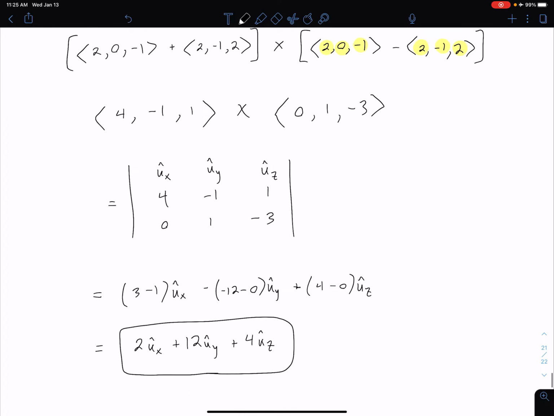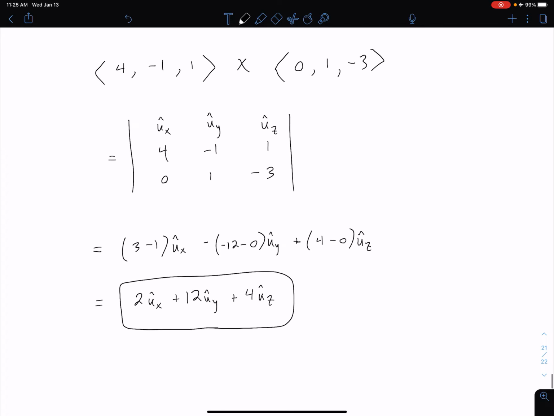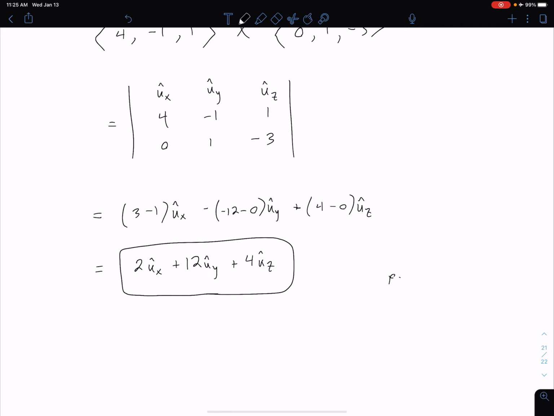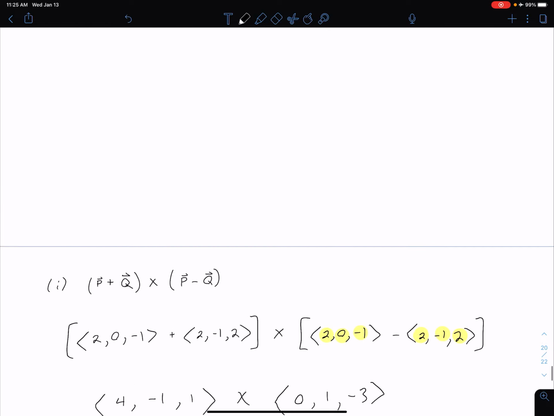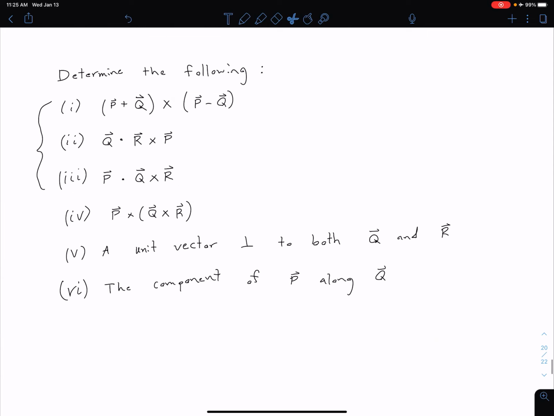There is a different way to do this using cross product properties. Personally, I think it's a little more convoluted and confusing, but if you're interested in seeing that, take a look at page 18 in the textbook, and that shows you how to do that. Okay, so that's our first part. Let's move on to our second part here.